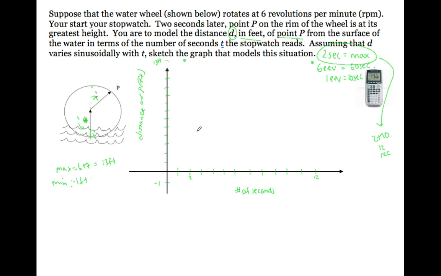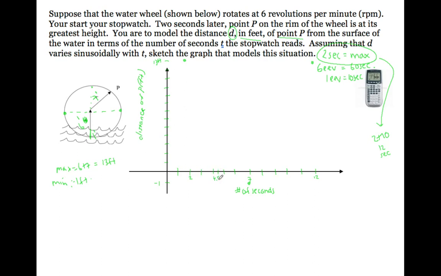So what is halfway between 2 and 12? 7. 2, 3, 4, 5, 6, 7. So at 7, it's going to be its minimum. Well, when is it going to get to that middle? Think about these points. When is it over here and over here? Okay. So what's halfway between 2 and 7? Because this is now me splitting it up into quarters. 4.5. 2, 3, 4.5. So I'm going to put a line there.